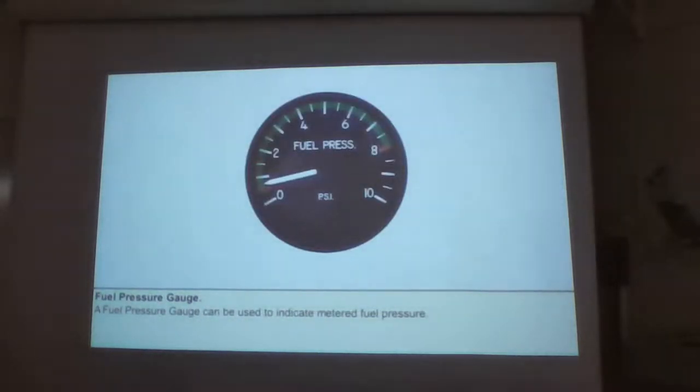A fuel pressure gauge may be fitted to fuel injection fuel systems and can be used to indicate metered fuel pressure. In some cases, by calibrating it in a suitable manner, the fuel pressure gauge can enable the pilot to adjust the air-fuel mixture to suit the aircraft's altitude and the engine power setting.